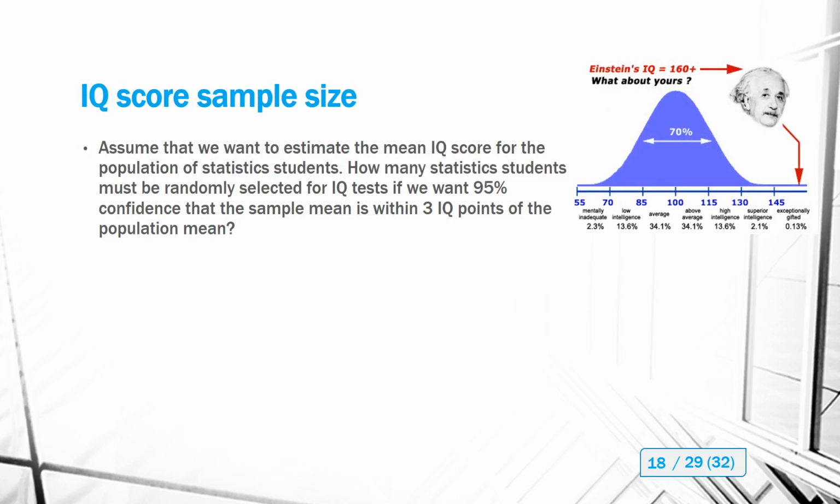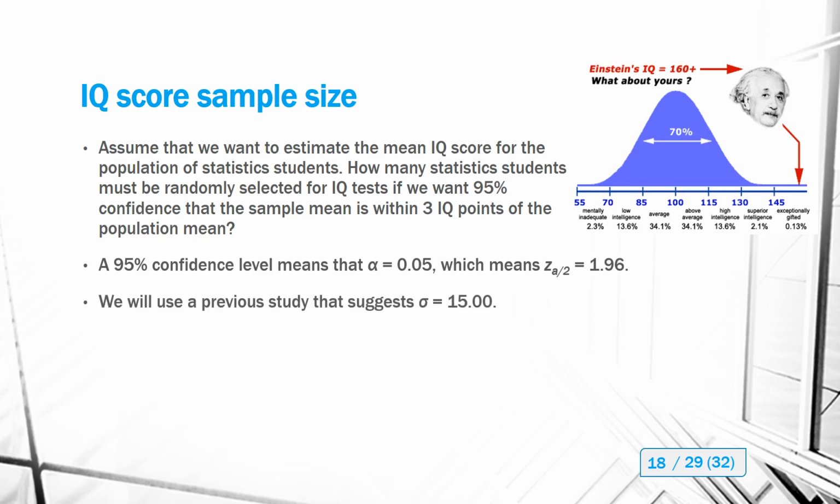Let's look at an example involving IQ scores. IQ scores tend to be normally distributed. Let's assume that we want to estimate the mean IQ score for the population of statistics students. How many statistics students must be randomly selected for IQ tests if we want 95% confidence that the sample mean is within 3 IQ points of the population mean? A 95% confidence level means that alpha is 0.05, which means our critical z-score is 1.96. Now, we're going to use a previous study to get our population standard deviation. It suggests that sigma is equal to 15, so that's what we're going to run with.